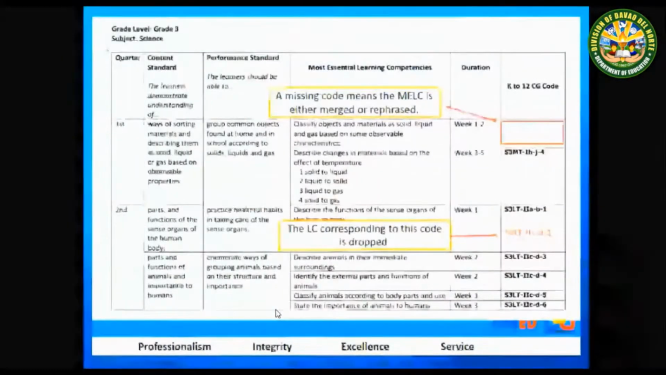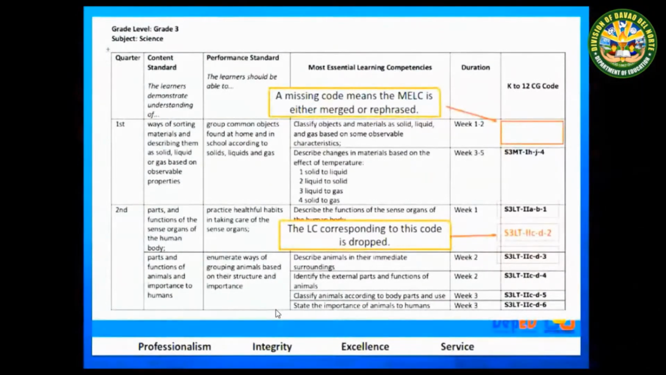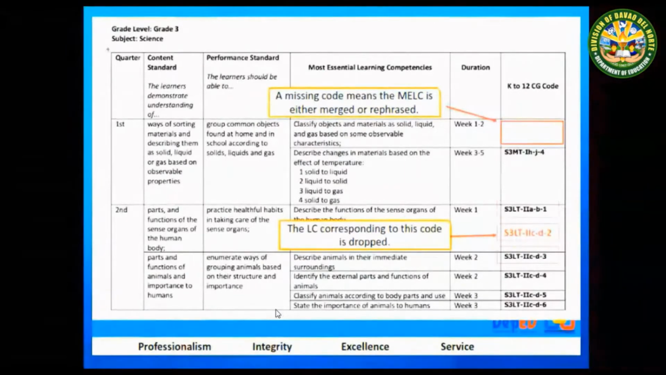The code means the MELC is either merged or rephrased. For example, in grade 3, quarter 1, the first competency does not have a code because this competency was rephrased. In quarter 2 of the same grade level, another code was dropped in the MELCs.